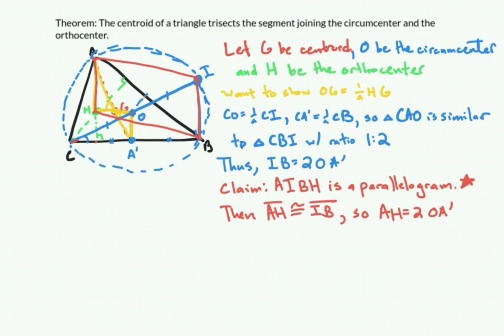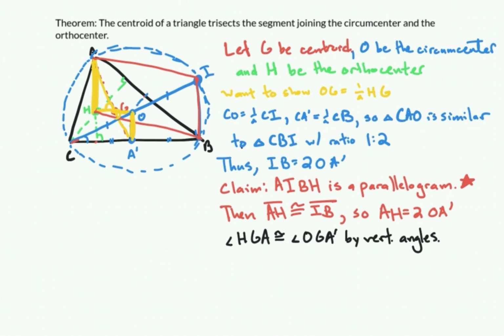So if we go back to these triangles here, we know OA prime is half this length AH. Okay? We know that they share this angle right here. So we have that angle HGA is congruent to angle OGA prime by vertical angles. Okay.